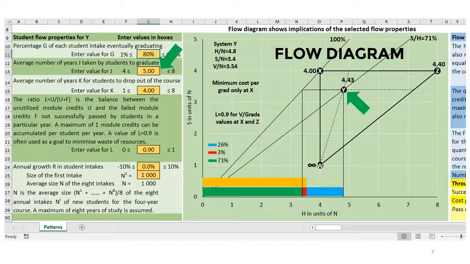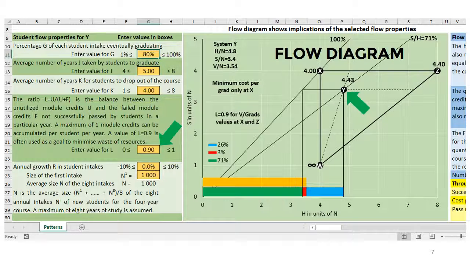The second essential flow property is the average number of years J taken by students to graduate. A value of 5 years has been assigned to J with a maximum of 8 years of study allowed. The third essential flow property is the average number of years K for students to drop out of the course. A value of 4 years has been assigned to K.